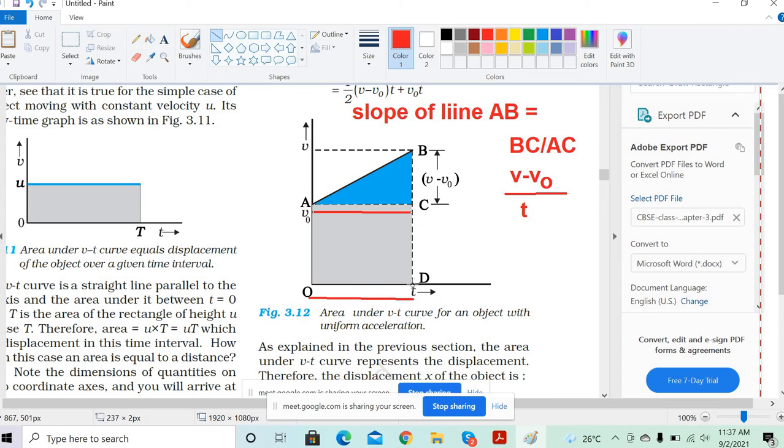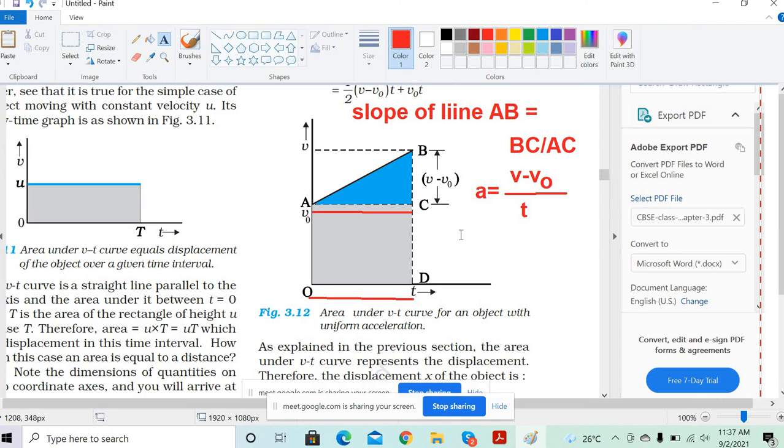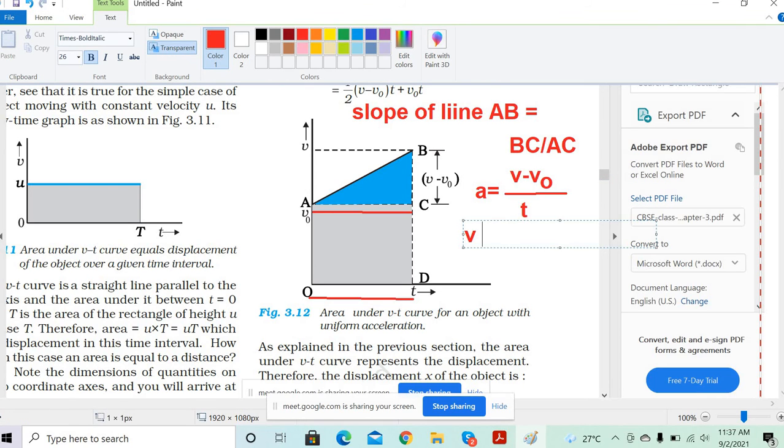So on the x-axis there is time T only. Okay, so the slope of this line AB will give you the acceleration. So A will be like this. So when you cross multiply, you get another equation.